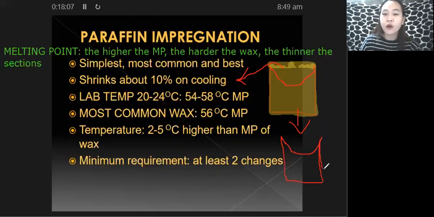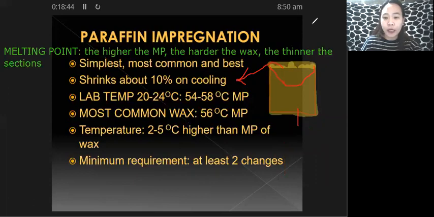You will be able to observe the depression that is present at the center of your block, and this depression is the one that we usually trim. We remove it in order to make a cube or a block. So this will become part of your paraffin wax trimmings.